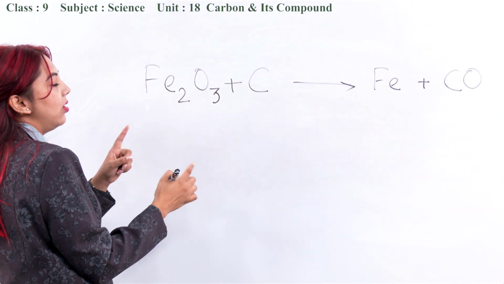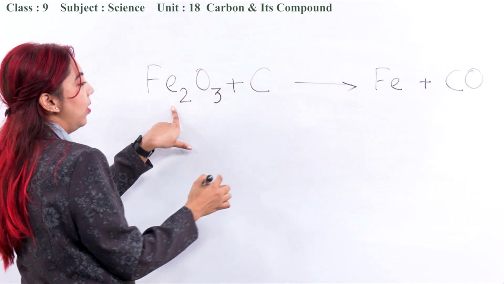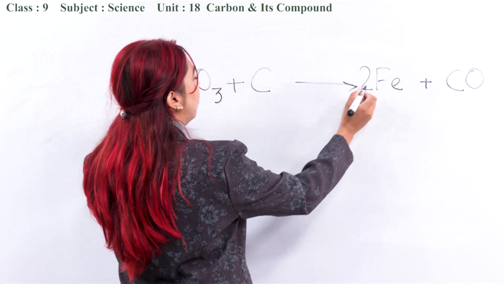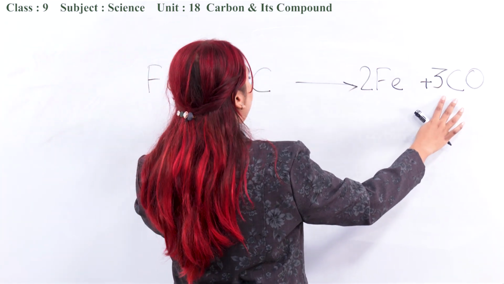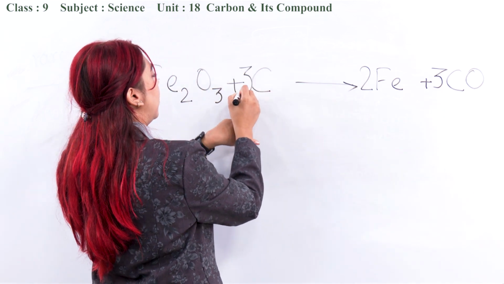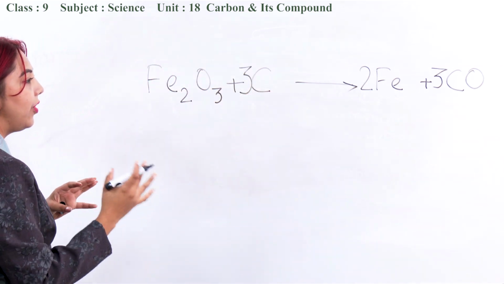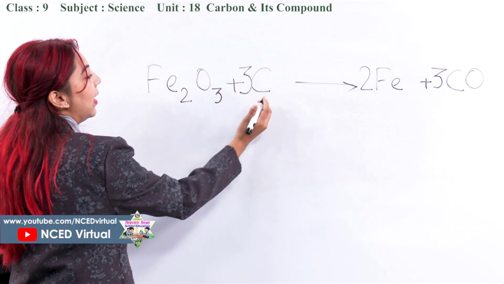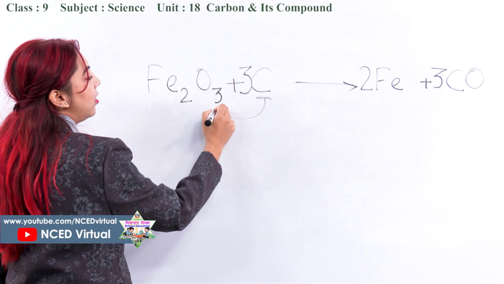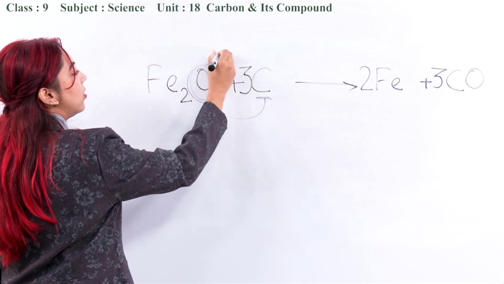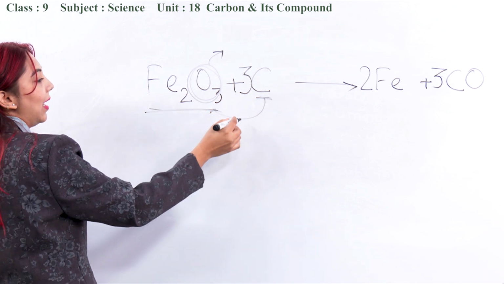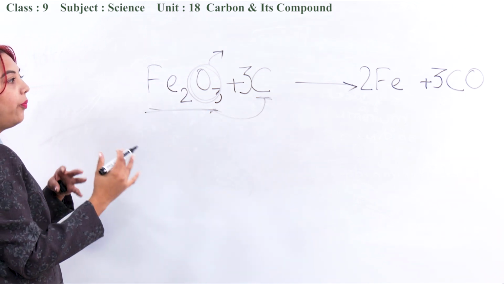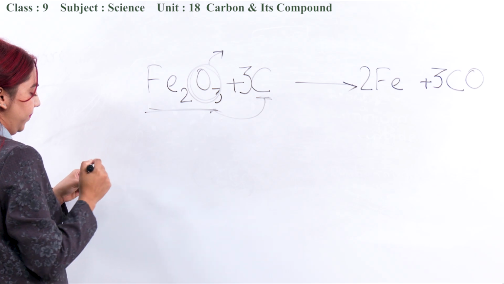Now, this equation is not balanced. Here you can see there is 2 iron, 1 iron. So 2; 3 oxygen, 1 oxygen, 3; 3 carbon, 1 carbon, 3. Now, this is the balanced chemical reaction. Now, here you can see that carbon removed the oxygen that is present in ferric oxide. So, you can say that this is the reducing property of carbon.